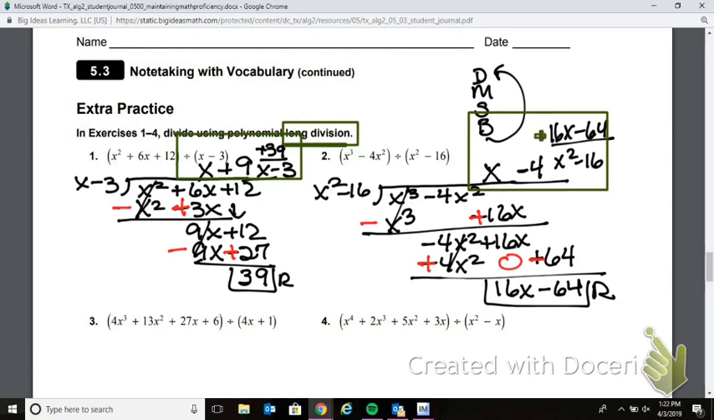I did not put the plus sign, you're right. If it's positive, you can kind of leave it off because it's just adding, but that's fine. We'll put it in there.